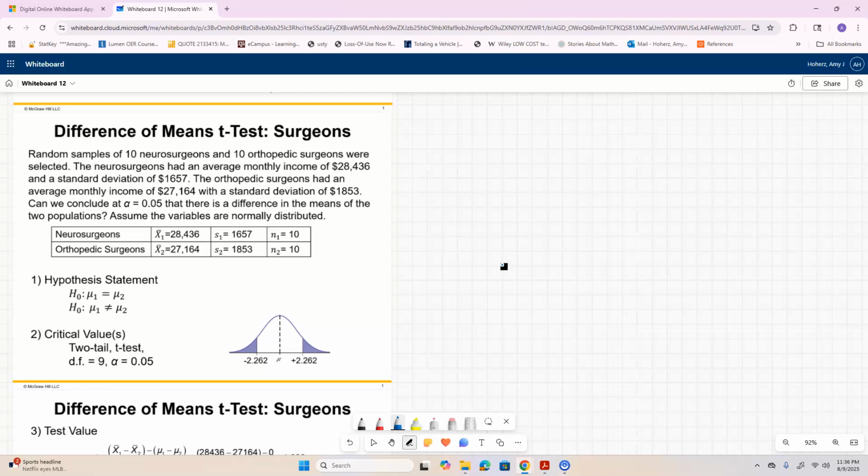It says we have random samples of 10 neurosurgeons and 10 orthopedic surgeons. The neurosurgeons had an average monthly income of $28,436 and a standard deviation of 1657. Orthopedic surgeons had $27,164 with a standard deviation of 1853. Can we conclude, alpha 0.05, that there's a difference in the means of the two populations?